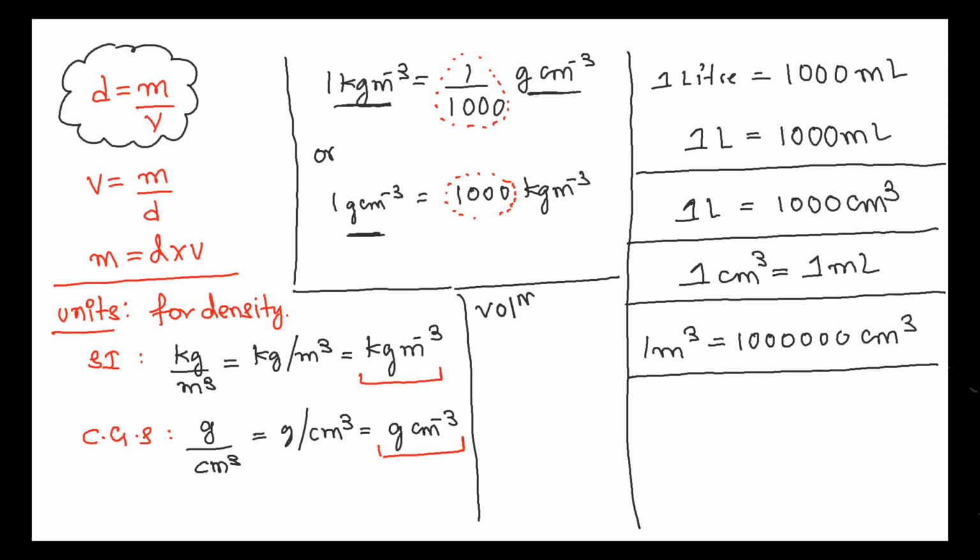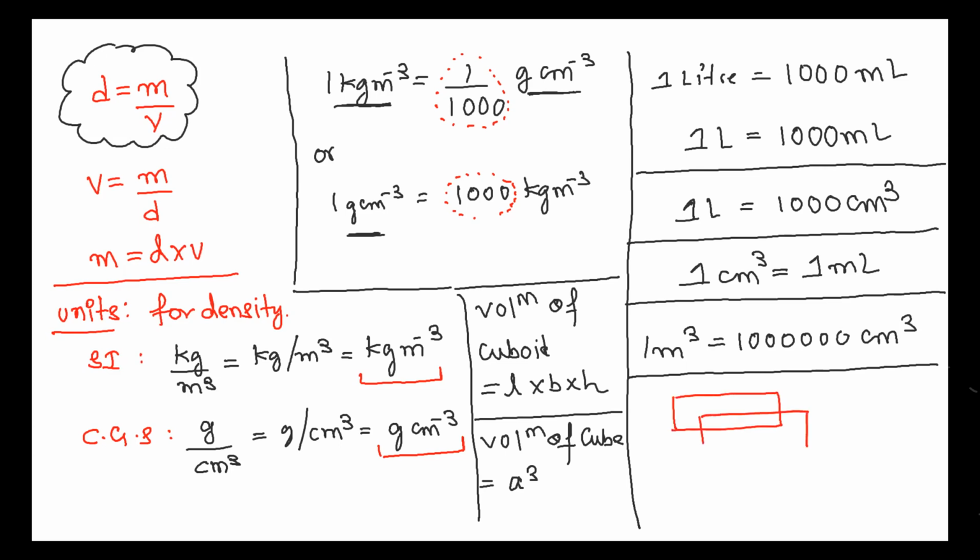Volume of cuboid is equal to length into breadth into height, whereas volume of cube is equal to side cube. A cuboid is a solid which looks like this, where all the sides are of different length.